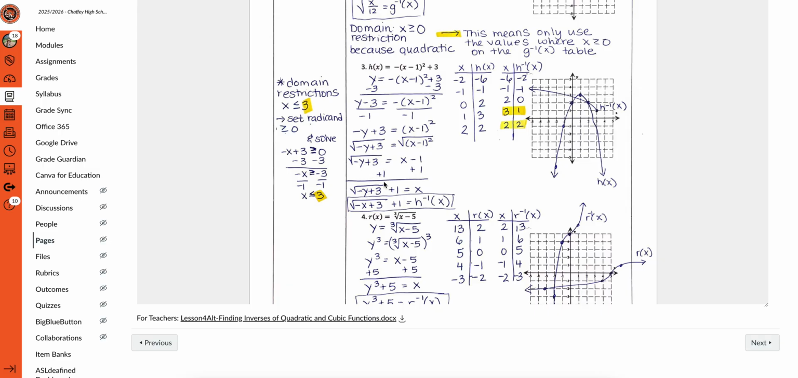Now, the most common mistake a lot of students make is they want to add the 3 and the 1 here. But because 3 is in the radical, you can't, so it has to stay separate.